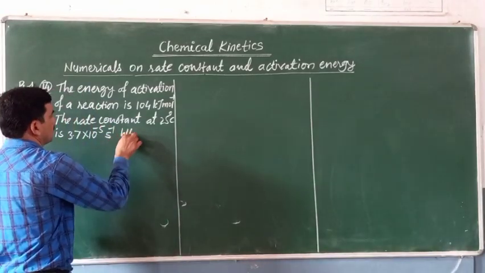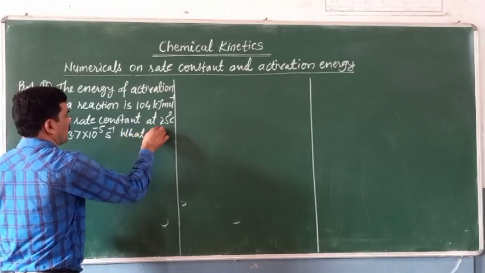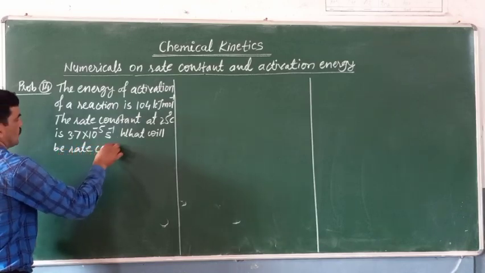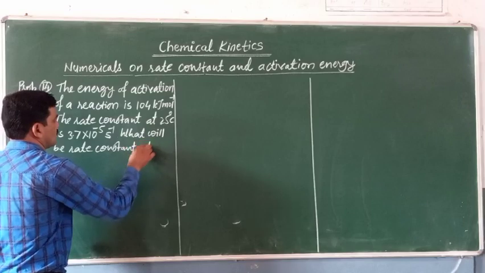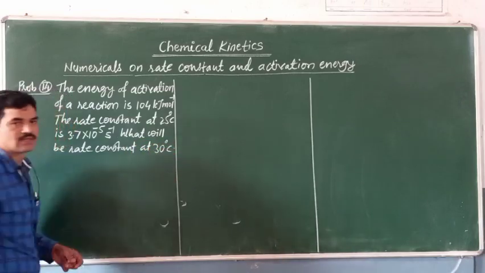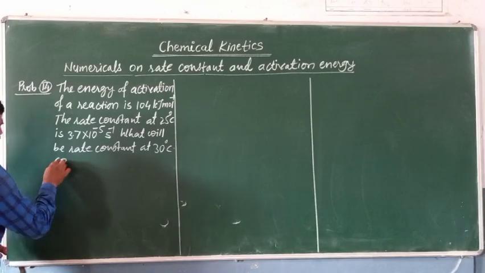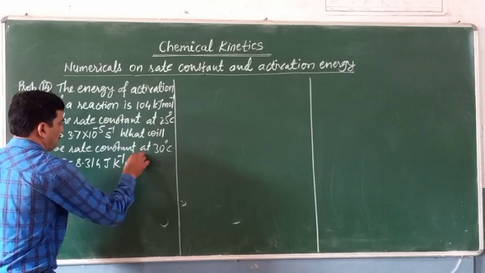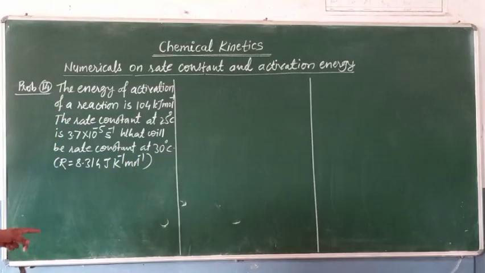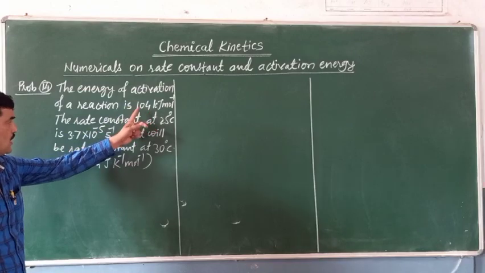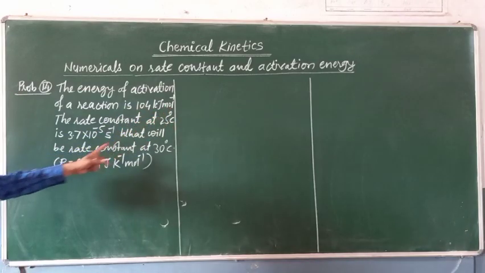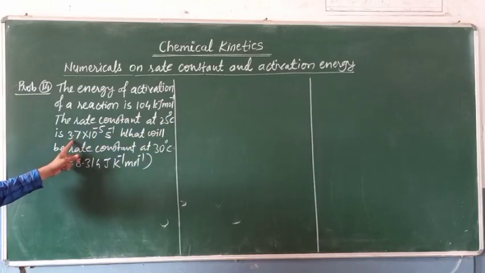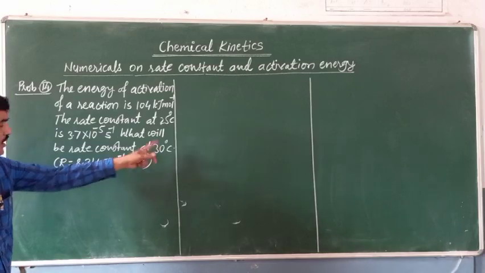So here what will be the rate constant at 30 degrees Celsius? The molar gas constant is 8.314 joule per Kelvin per mole. So in this problem, exactly what is given? The activation energy of the reaction is 104 kilojoule per mole. The rate constant at 25 degrees Celsius is given, and we have to find out the rate constant at 30 degrees Celsius.